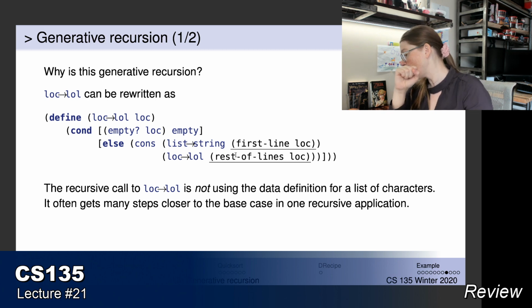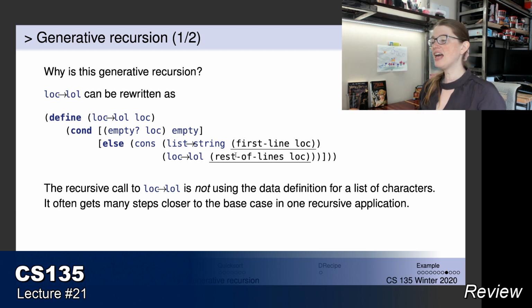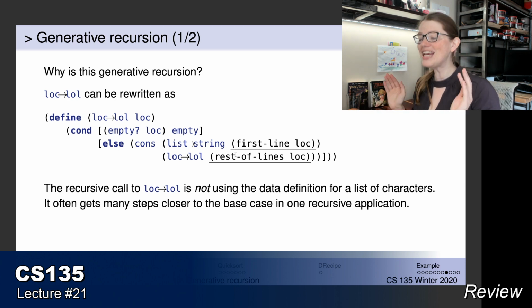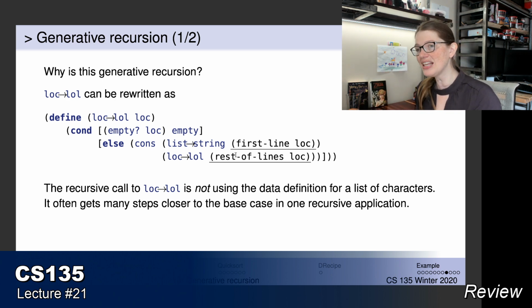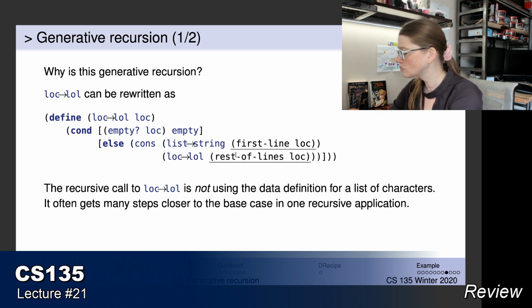Now, the big question that we have to ask is, does this function terminate? And the answer is yes, it does terminate, because at no point are we increasing the size of the list. We are always decreasing the size of the list by at least 1. So we are eventually going to make it to the base case. So this does terminate. That, again, is one of the hard things to think about with generative recursion: is this going to terminate or not? All right.